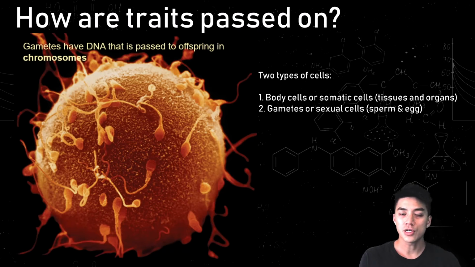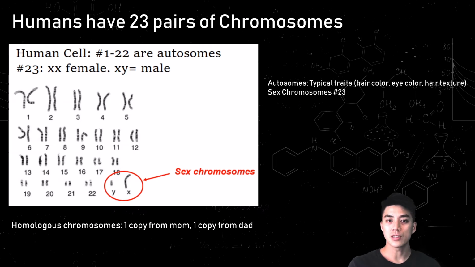To understand how traits are passed on, you have to know that there are two types of cells. You have somatic cells, which make up your tissues and organs, and you have gametes, which would be like sperm and egg, that carry genes in the form of chromosomes, and these are passed down from generation to generation. Humans have 23 pairs of homologous chromosomes, which means they inherit one copy from mom and one copy from dad. Pairs 1 through 22 are known as the autosomes, and these control typical traits such as skin color, eye color, hair texture, and so on.